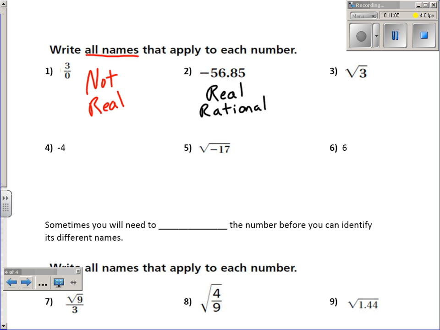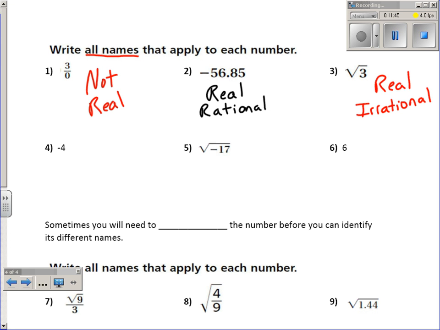Number 3, you can always start, is it real or not real? Because this is a square root of a positive number, it is real. Now, inside of real numbers, it's irrational or rational. Square root of a number that isn't a perfect square is called irrational. And at this point, inside of irrational numbers, you're pretty much done. There's no other classifications. It's just an irrational number. It's real, it exists, but it's irrational. You could never write the answer to this. It would keep going on forever and never repeat or have a pattern.